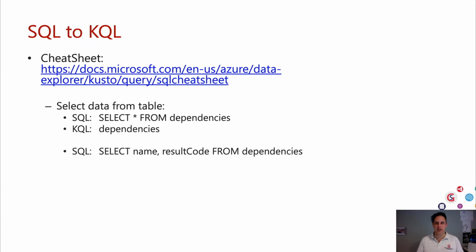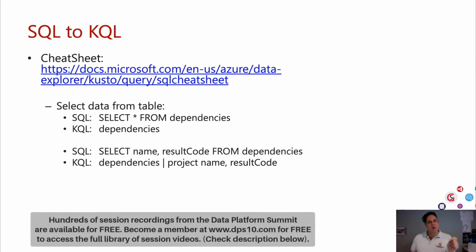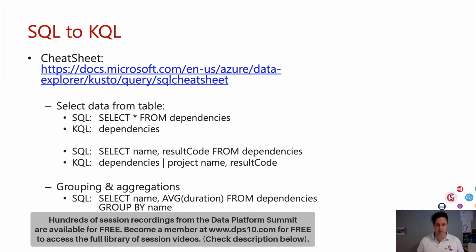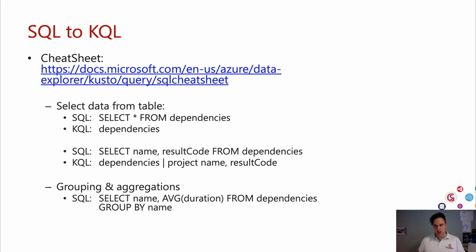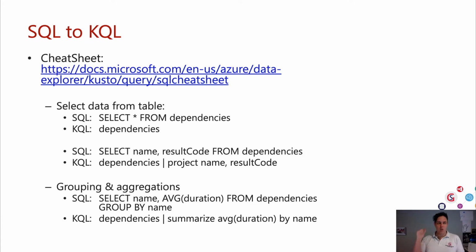Let's say we want to be a bit more selective because we write better SQL than select star, right? So I might select name and result code from dependencies if I'm doing this in SQL. Whereas in KQL, I'll take the dependencies table, then pipe it out to project name and result code. Now you'll see the word project. Basically, project tells us which columns we actually want in our result set. So again, narrowing it down. We can also group and do aggregation. In SQL, I might select my name, do the average for the duration column from dependencies, and group by name. In KQL, we basically take dependencies, pipe it, and summarize the average duration by name.